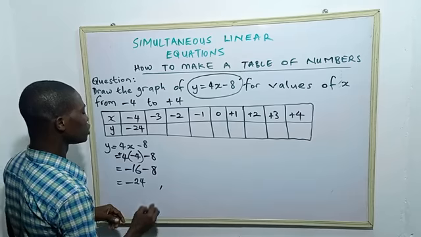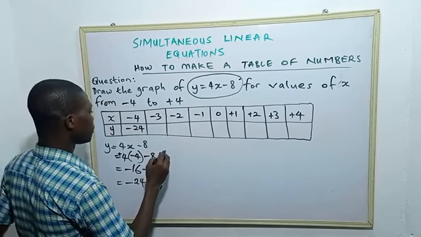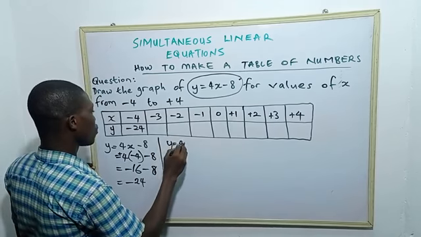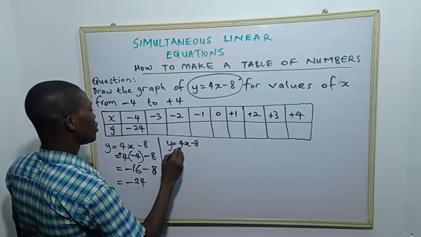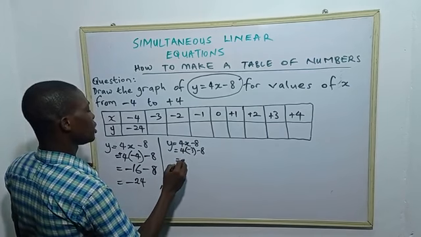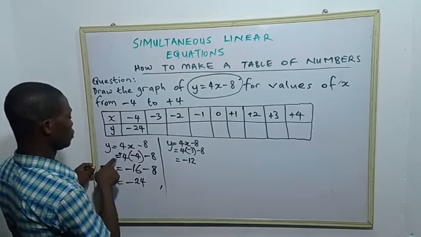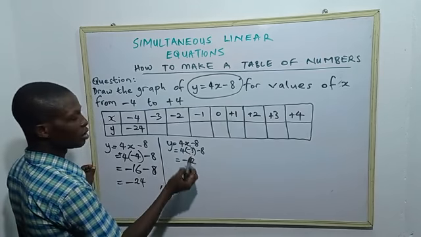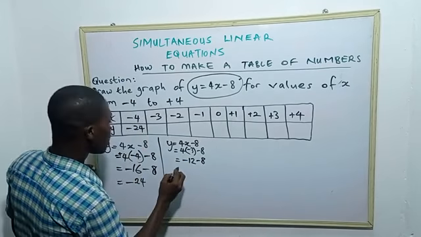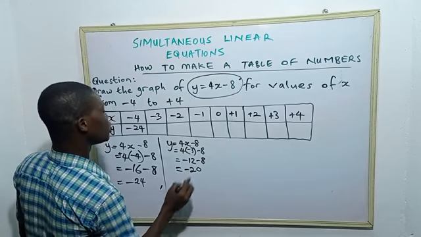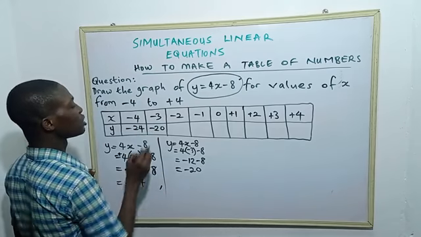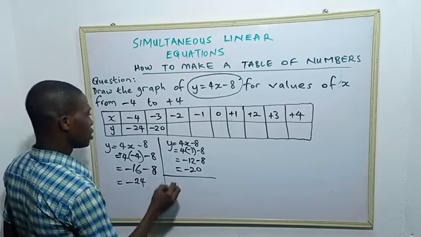You are going to do all this throughout. For the 3, it will be y equals 4x minus 8. 4 into minus 3 minus 8. It will be minus 12. Take note, okay? 4 times minus 3 is minus 12, then the minus 8. So it's going to give us minus 20. Write it, minus 20. Let's continue.